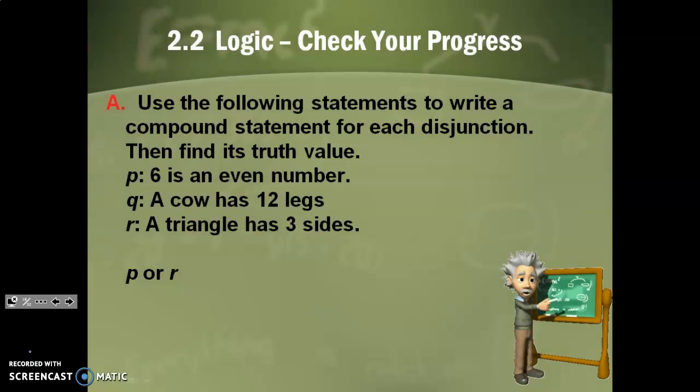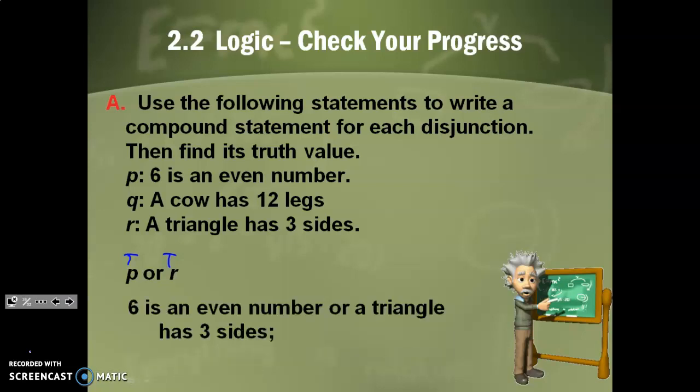Here's a couple to try by yourself, so here's where you'd like to pause and take a look at these. P or R, 6 is an even number for P, true. So right now we could say a true statement again. And then R, a triangle has 3 sides, which is also true. So here we actually get 2 trues, but we only need one of them to be true. So this is going to give us a true statement. So here's a statement, 6 is an even number, or a triangle has 3 sides. Both of them are true, so that gives us a true overall compound statement.